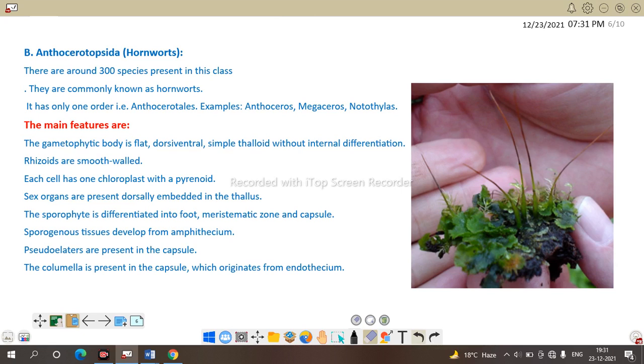These are the sex organs. The sporophyte is differentiated into foot, meristematic zone and capsule. Sporogenous tissue develops from the amphithecium. Pseudoelaters are present in the capsule. These are the elaters and pseudoelaters contained in the Anthocerotales group.